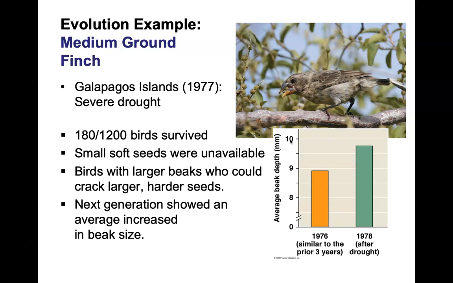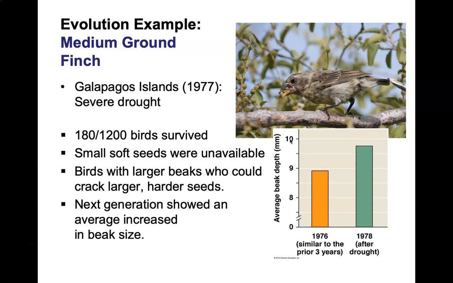In 1978, when they measured beak sizes of these finches, they found that they had increased by about 1.5 millimeters. So they had gotten a bit bigger. Now that might not seem like too much, but if you're a really small bird, that's probably significant.